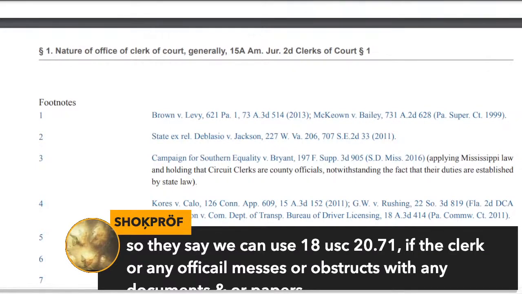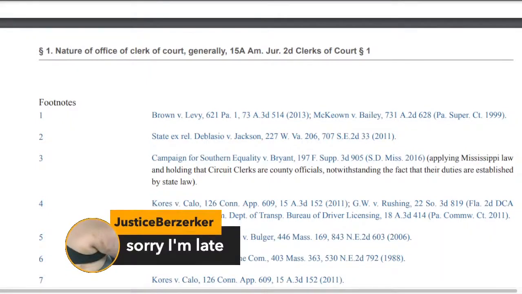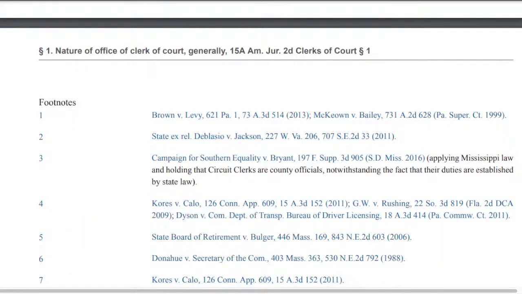Use 18 USC 20 if the clerk or official messes with or obstructs any documents. Well, perhaps. It's okay, Justice Berserker. Actually, we're just getting started. We had a little diversion at the beginning, so we're actually just getting started here.